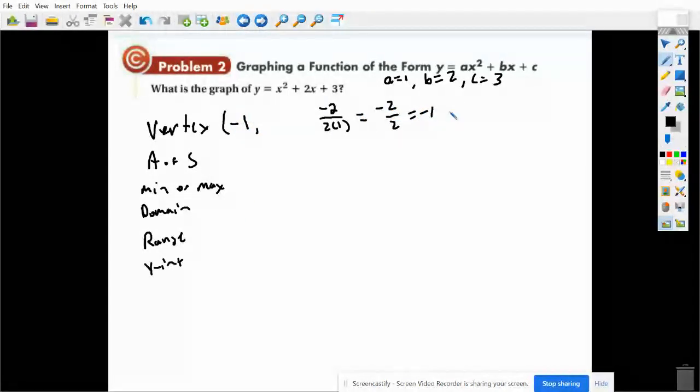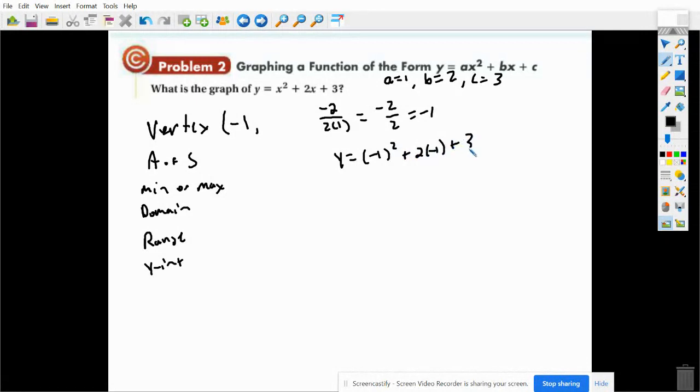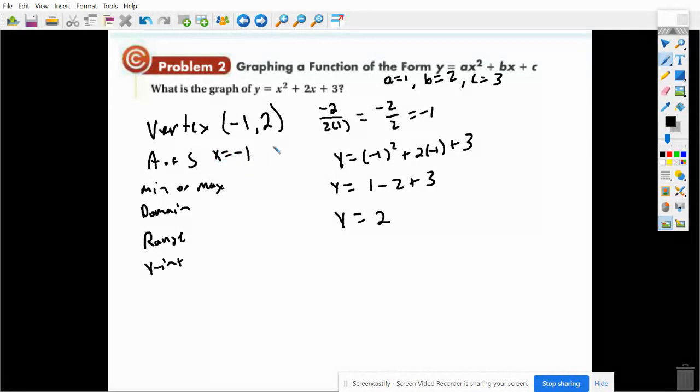Once I find my negative 1, I plug it into the original problem. So y equals negative 1 squared plus 2 times negative 1 plus 3. Do your math right here. So 1 minus 2 is negative 1. Negative 1 plus 3 is a positive 2. So I have the vertex (negative 1, 2), which means the axis of symmetry would be x equals negative 1.